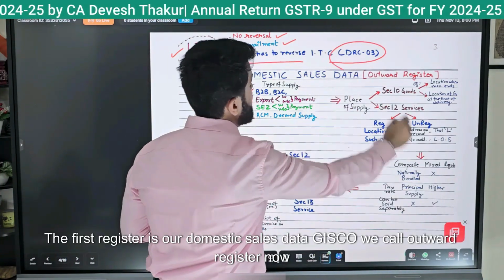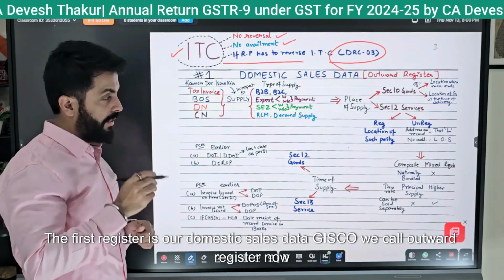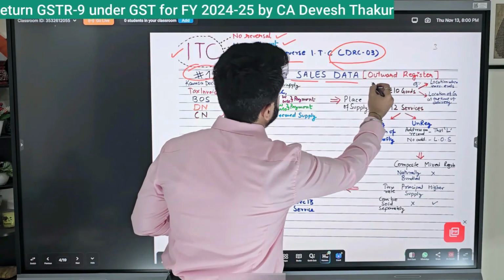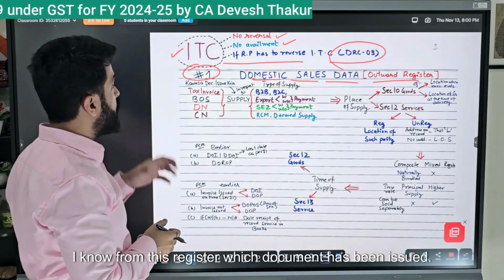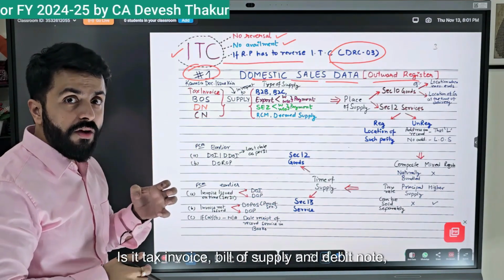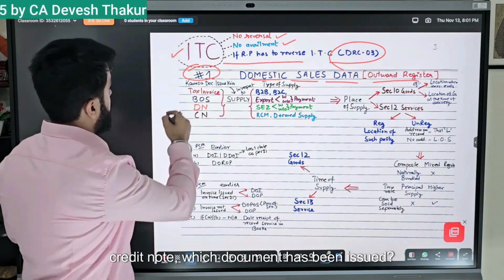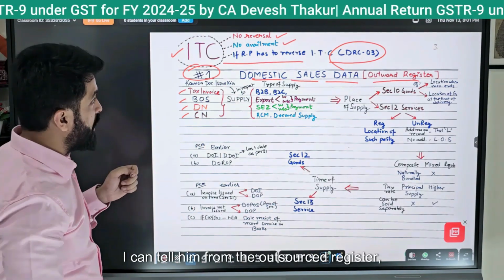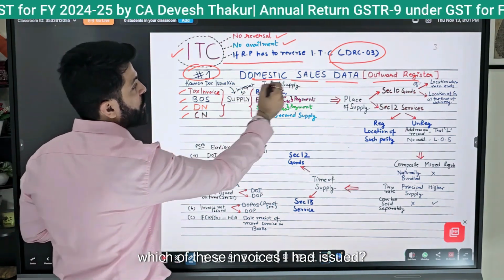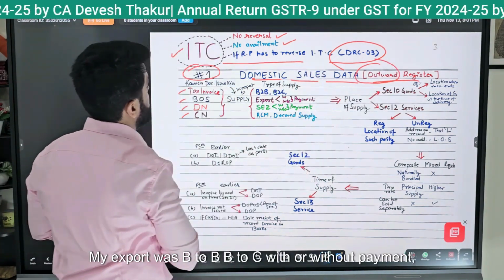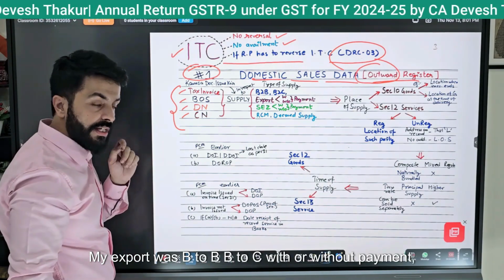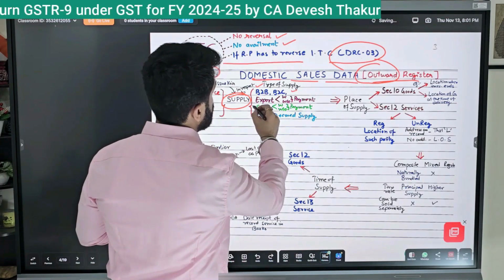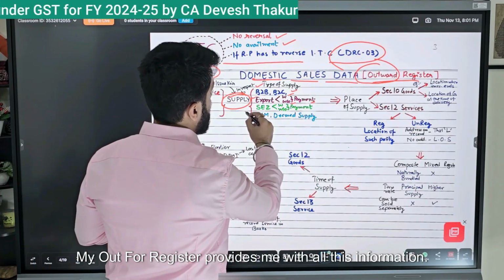The first register is our domestic sales data, which we call the outward register. I know from this register which document has been issued. Is it a tax invoice, bill of supply, debit note or credit note? I can tell from the outward register which of these invoices I had issued. What was this supply like? My supply was B2B, B2C, export with or without payment, supply to SEZ with or without payment, or supply under RCM. My outward register provides me with all this information.